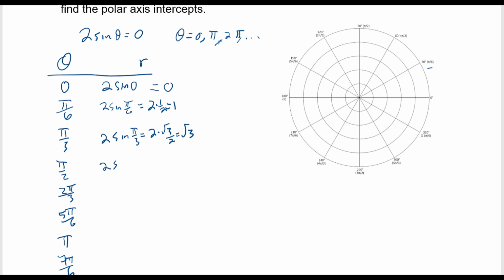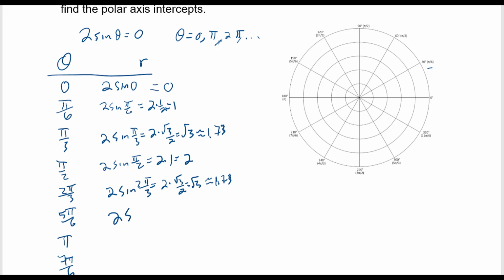And we have 2 sine of pi over 2. So 2 times 1 is 2. We have 2 sine of 2 pi over 3. And that's going to be 2 times square root of 3 over 2, so square root of 3. By the way, that's approximately 1.73.